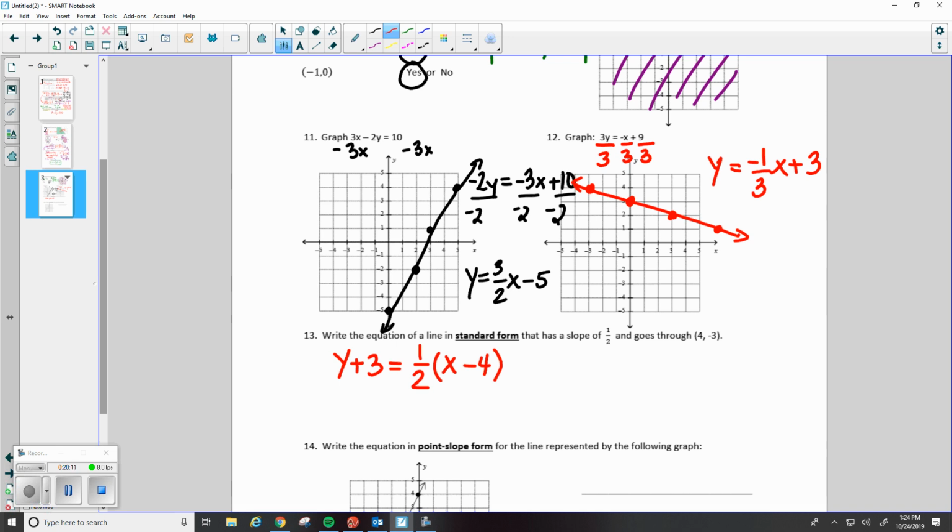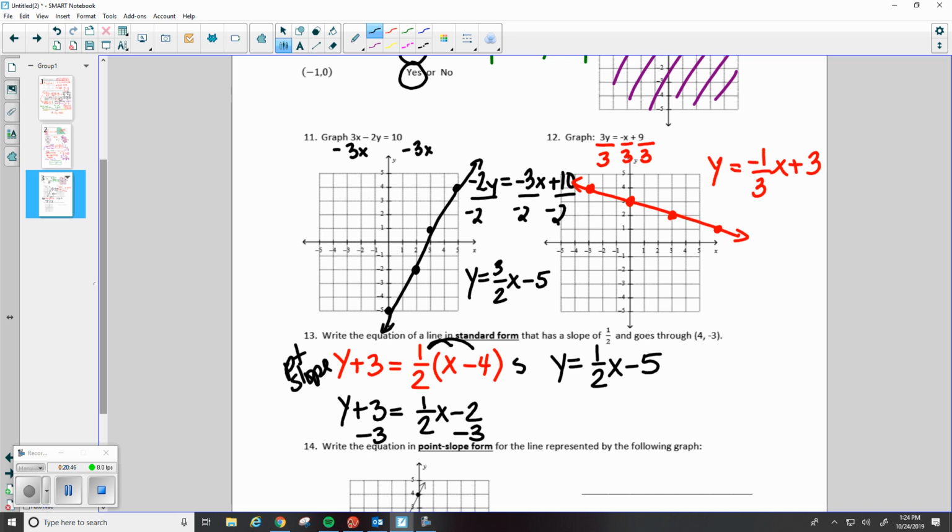After that, you're going to distribute. So we'll distribute the 1/2 to both pieces. So I get y plus 3 is equal to 1/2 x minus 2. From there, I can put it into slope-intercept form by doing the opposite of whatever was with the y here. And so this is my slope-intercept form. Y is equal to 1/2 x minus 5. From here, so this is point slope. This is slope-intercept.